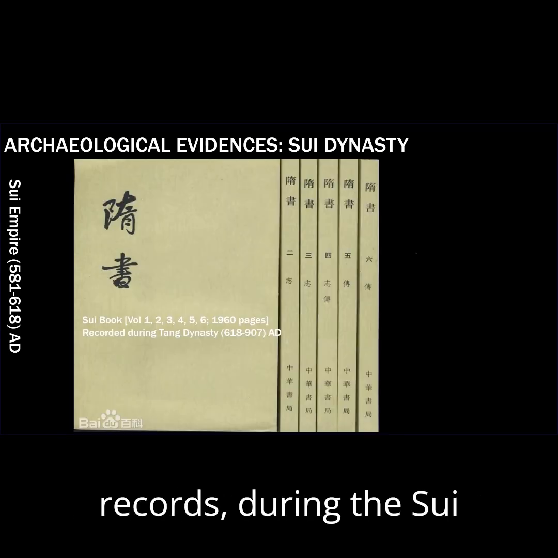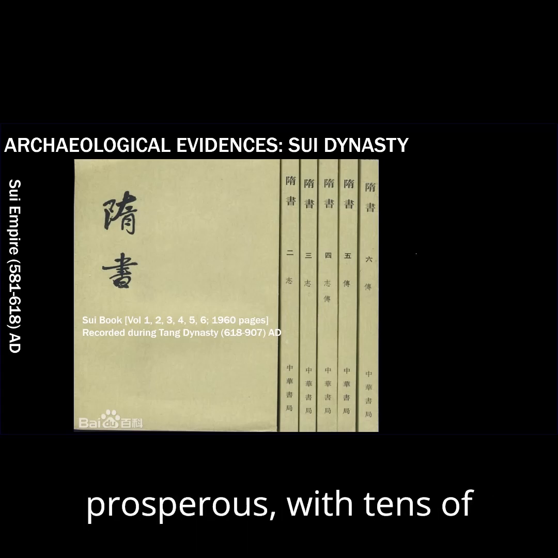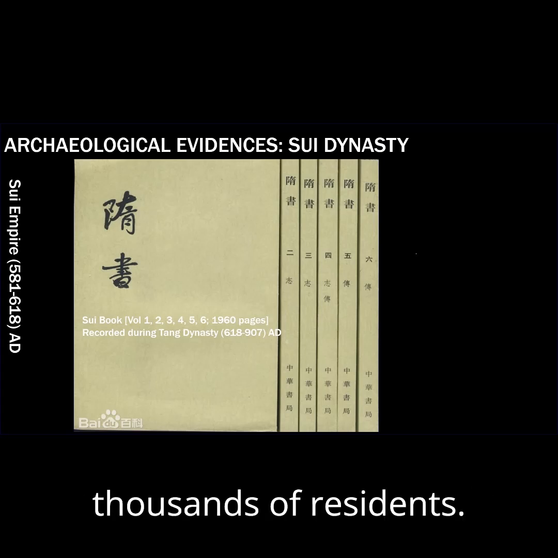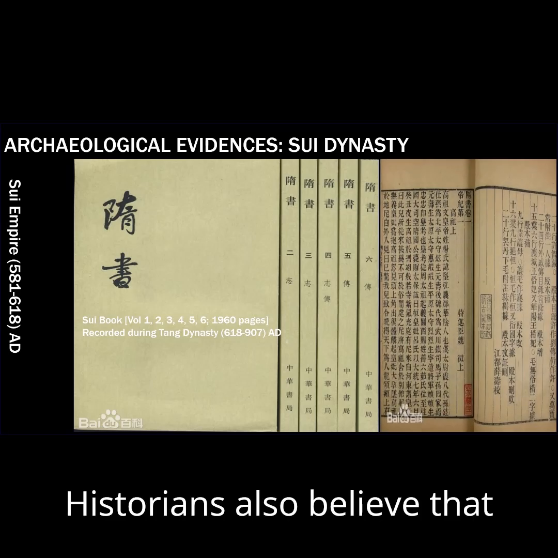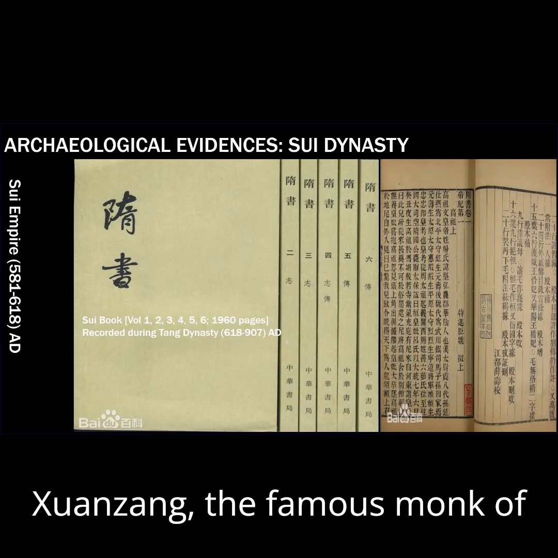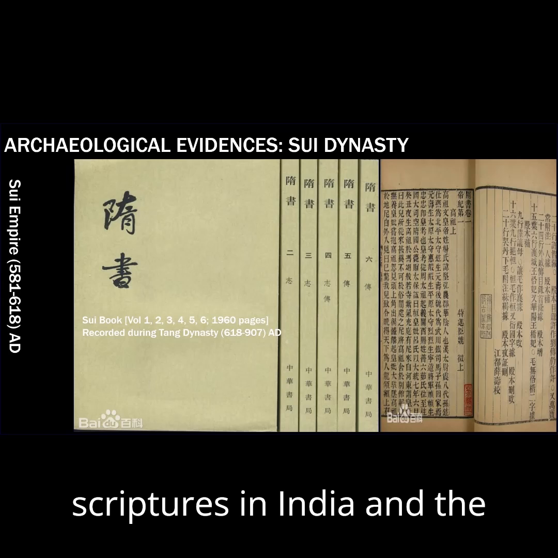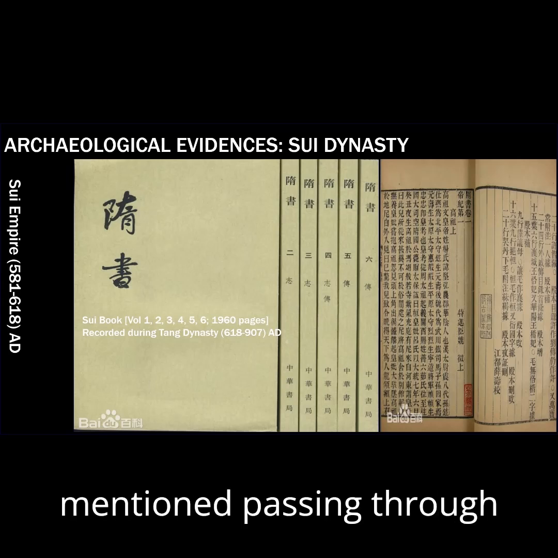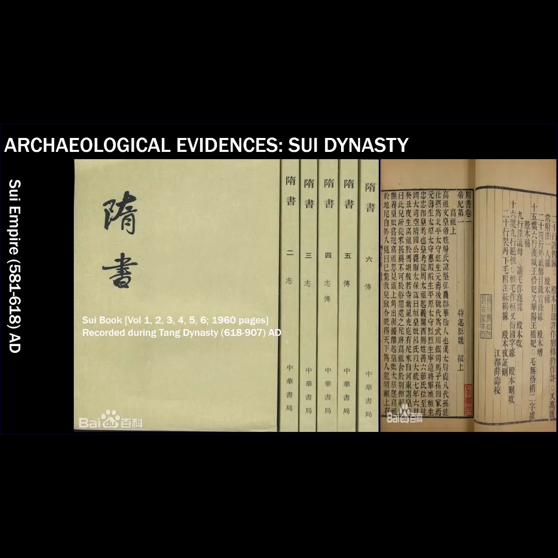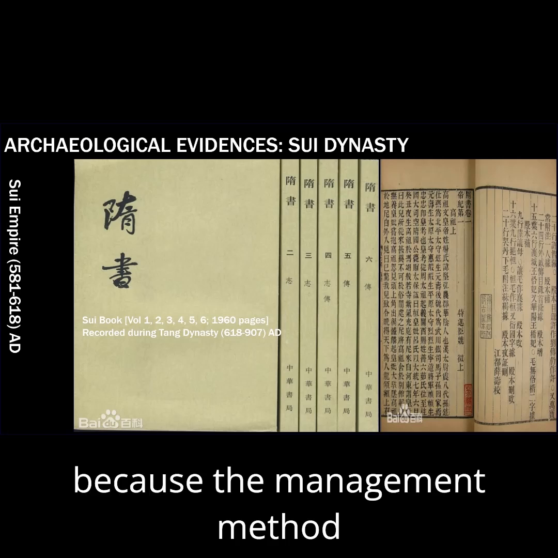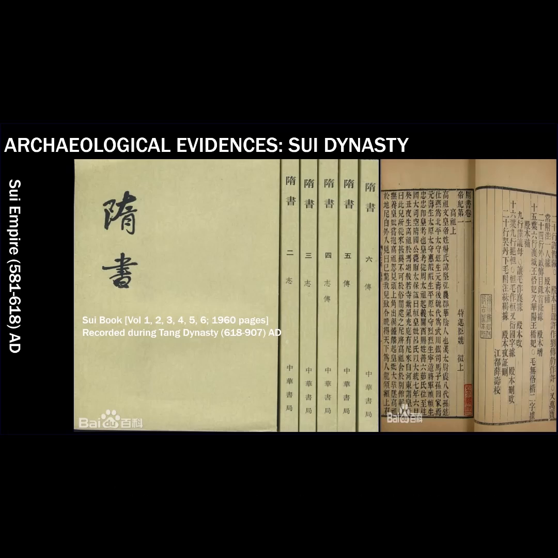According to the Sui book records, during the Sui dynasty, Tibet became very prosperous, with tens of thousands of residents. Historians also believe that Xuanzang, the famous monk of the Tang Dynasty, learned scriptures in India, and the women's country that he mentioned passing through during his journey was Tibet, because the management method of Subi at the time was ruled by the Queen's order.